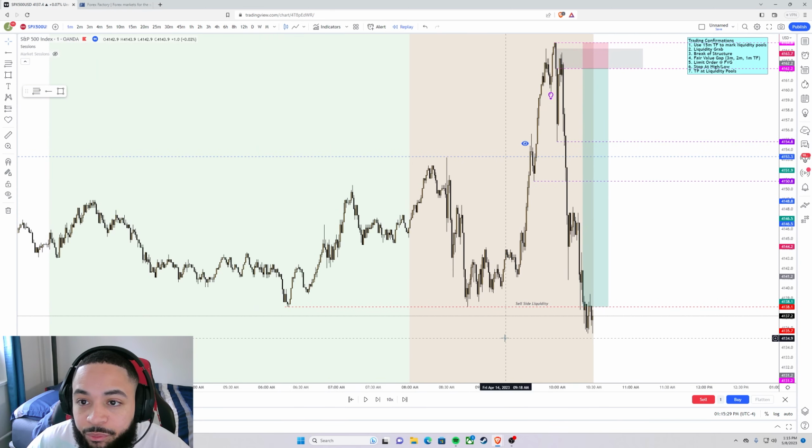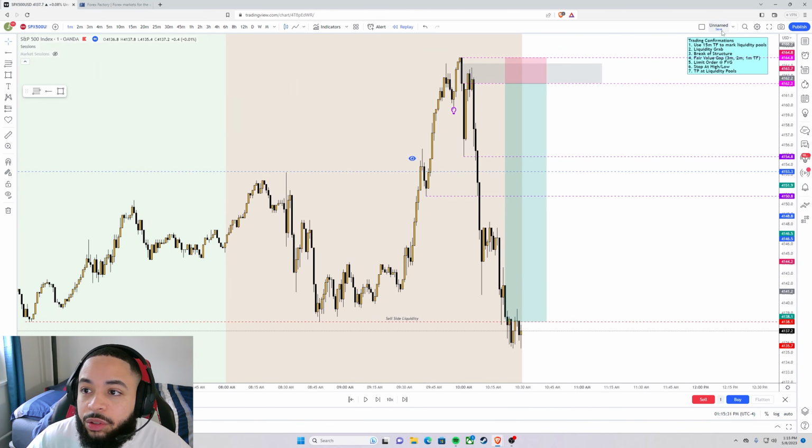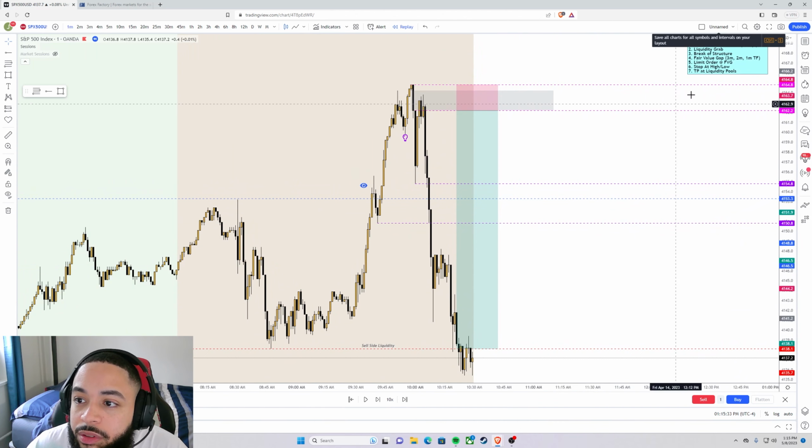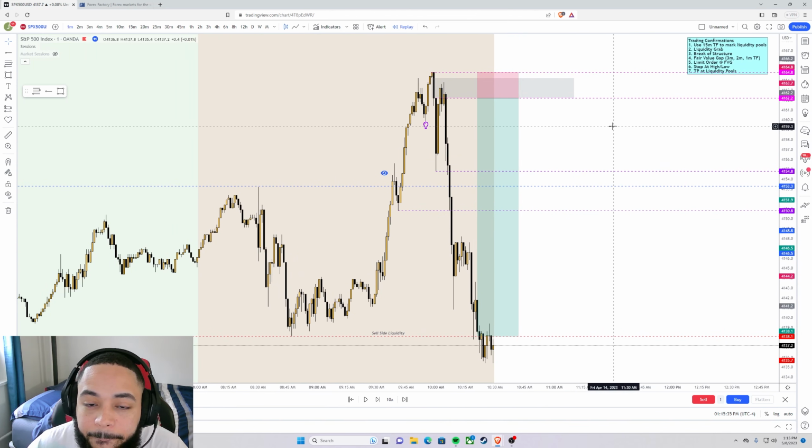So this was an absolute beautiful textbook setup, and I wanted to present this setup to you guys so you can see how the market operates.